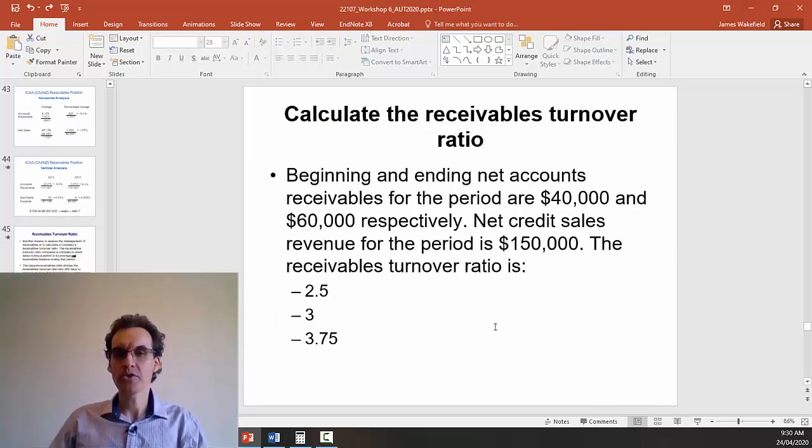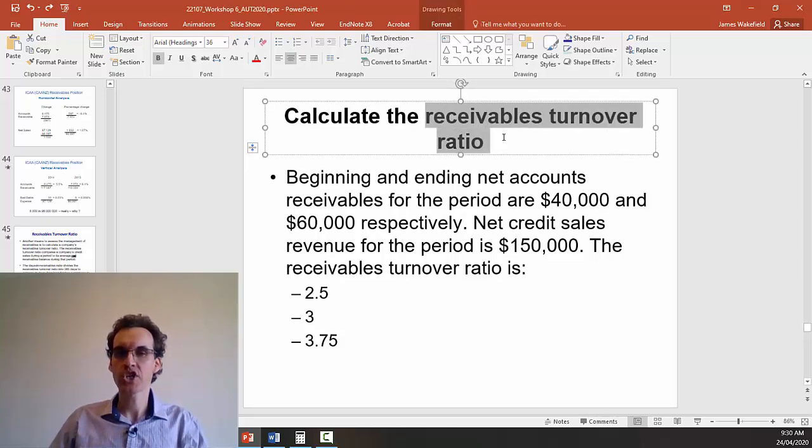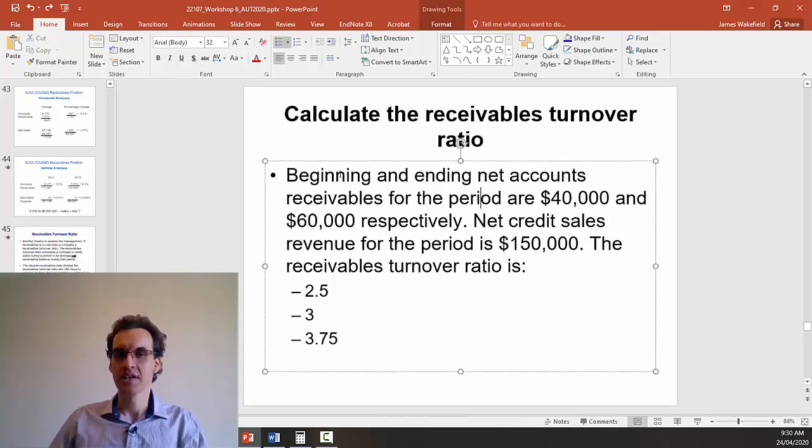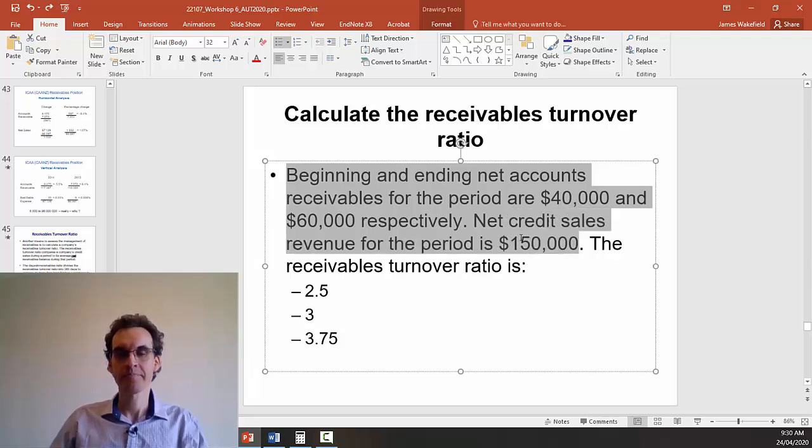So what I would like you to do right now is determine what the receivables turnover ratio is in this particular case. So beginning and ending net accounts receivable for the period are $40,000 and $60,000 respectively. Net credit sales revenue for the period is $150,000. What is the accounts receivables turnover ratio, or receivables turnover ratio for short?